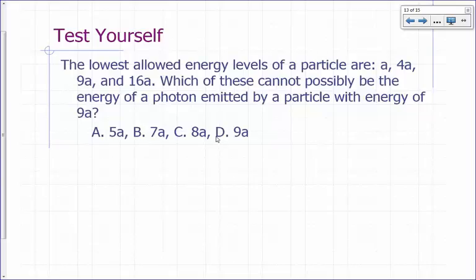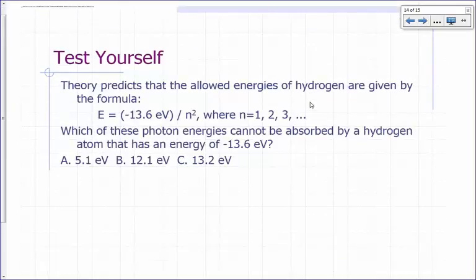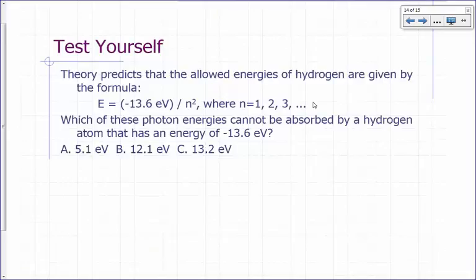This one right here, 4A, 9A, 16A, those are the lowest allowed energy levels. What would be, let's make that another part of your homework. The homework, it's question number 2 for your homework. And this one, you should be able to do this if you want to.